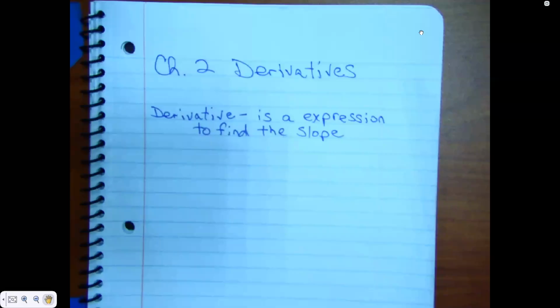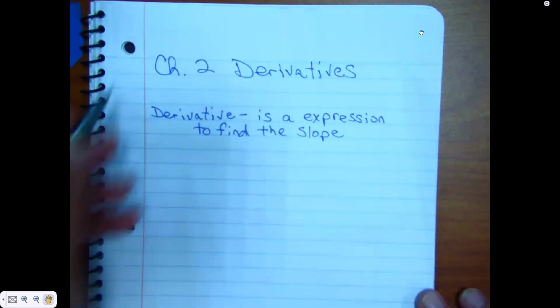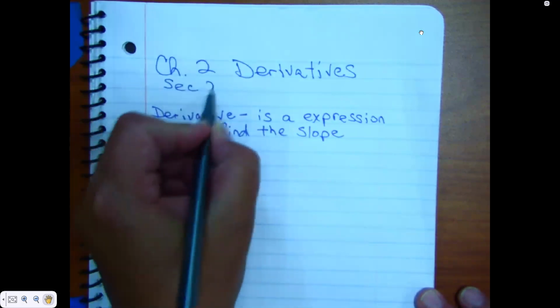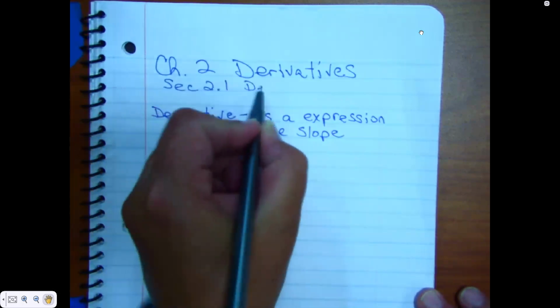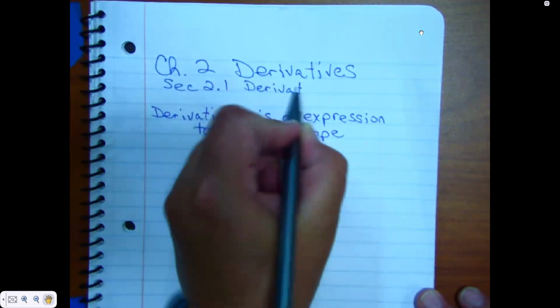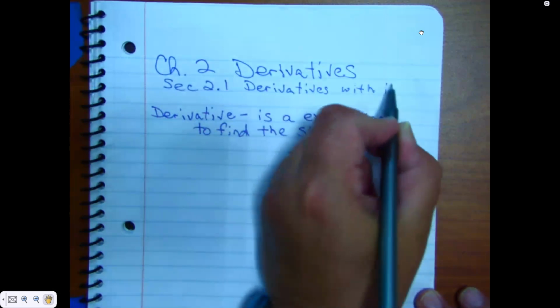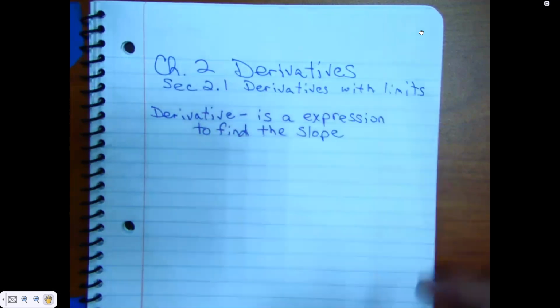All right, so chapter 2. Let's also maybe put, I mean, pretty much section 2.1 is just titled derivatives as well, but if you want to squeeze that on there, section 2.1, derivatives. We could title it derivatives with limits, because again, eventually they're going to go away.